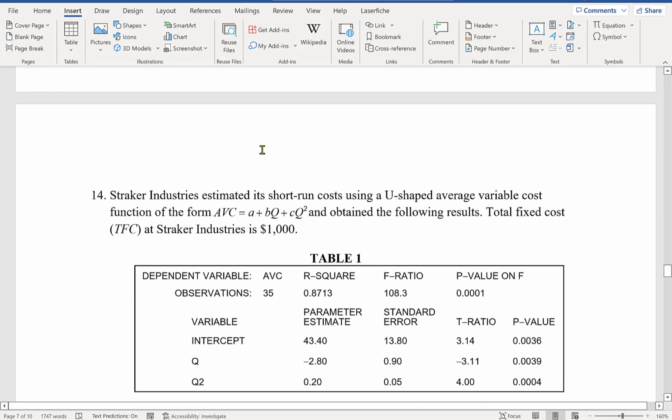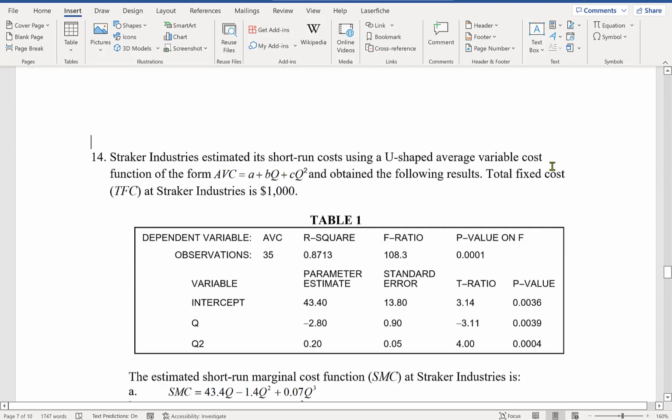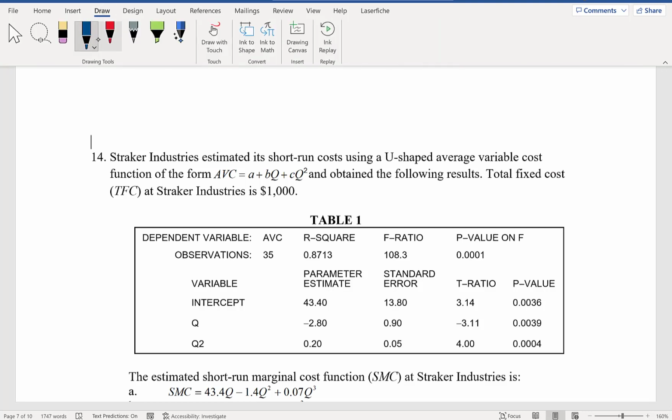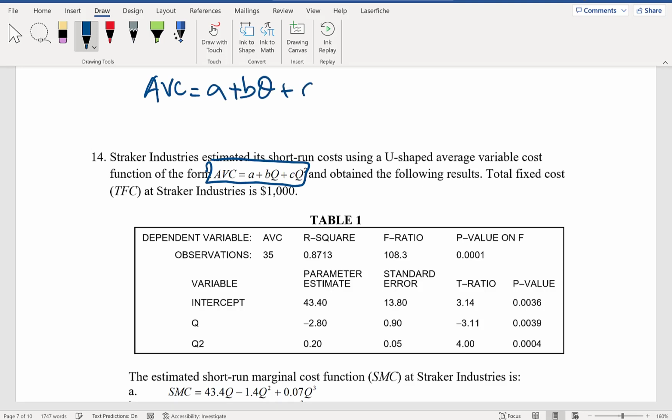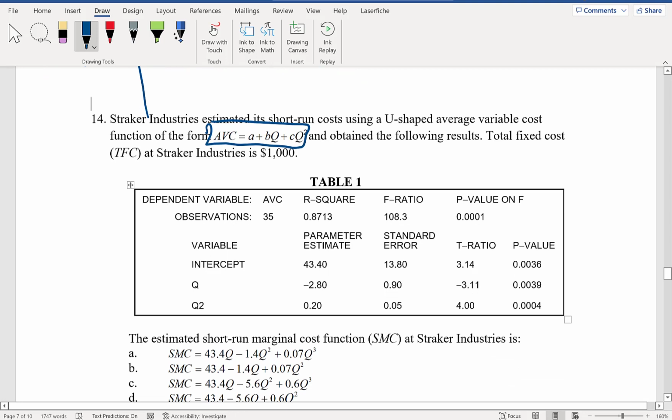Straker Industries estimated its short-run cost using a U-shaped average variable cost function. Perfect. So let's take a look. Average variable cost looks like this: A plus BQ plus CQ raised to the power 2. Total fixed cost, let's note this here, is $1,000. We might need it. So this is the estimation results.